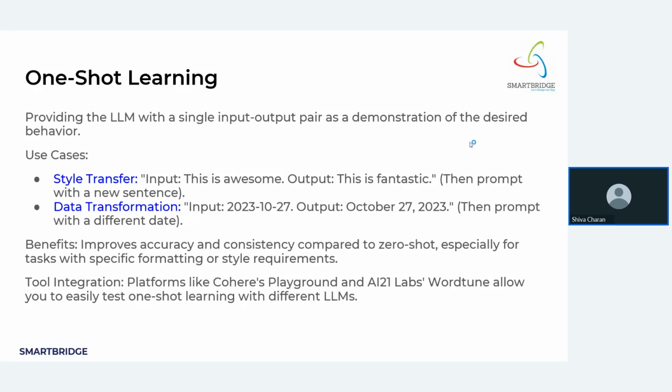Okay. So you're just mentioning that input will be this, so output should be in this format, or whatever the input is, the output should be in that format if the input is having those kind of data. Okay. So that is one kind of use case for style transfer, for data transformation.